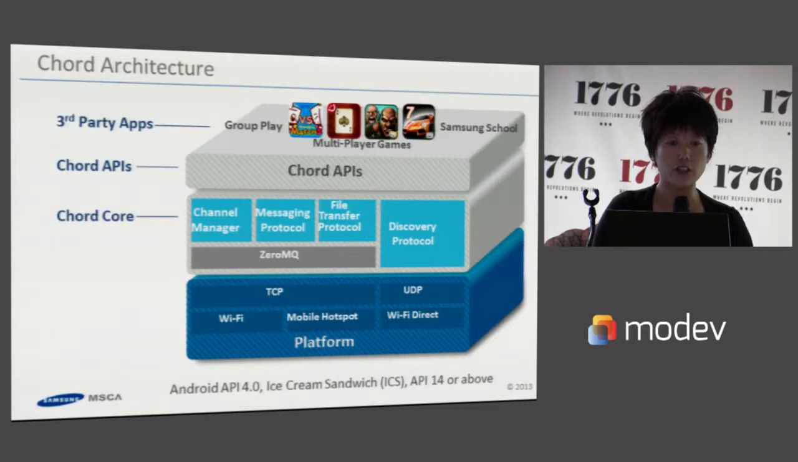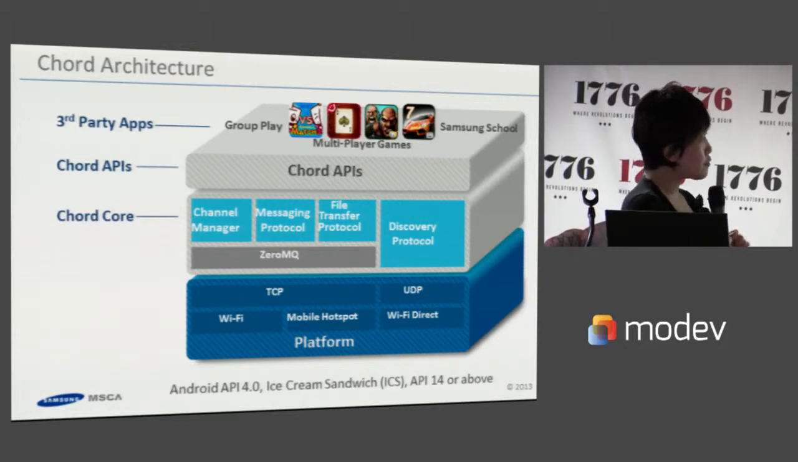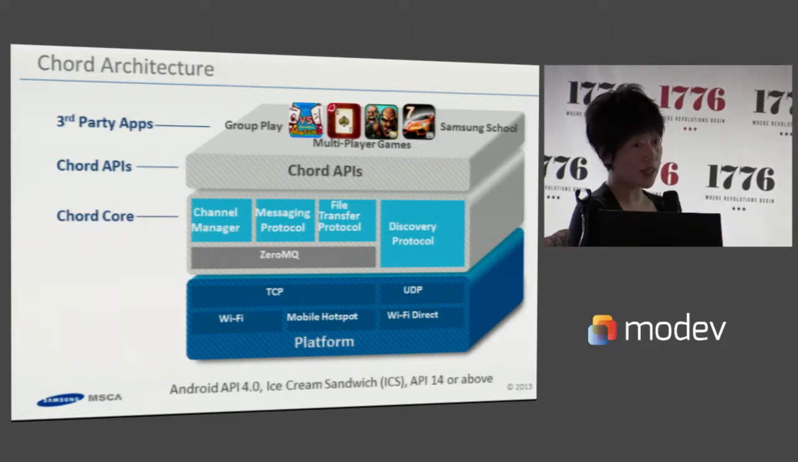So here is the overall architecture of Chord. We will start from the bottom. At the platform layer, we provide 3 different ways to establish the connection: Wi-Fi, mobile hotspot, and Wi-Fi Direct. At the IP layer, we support UDP for device discovery. Every node will send out a regular UDP broadcast message to its peers to tell them, I'm still alive. And each node will maintain a list of all the available nodes currently in the network. TCP is also supported for data transfer.